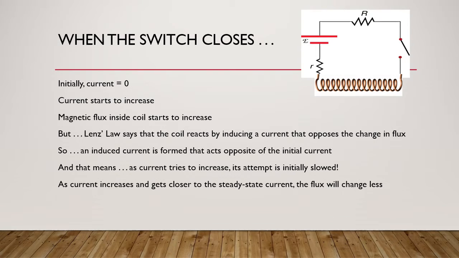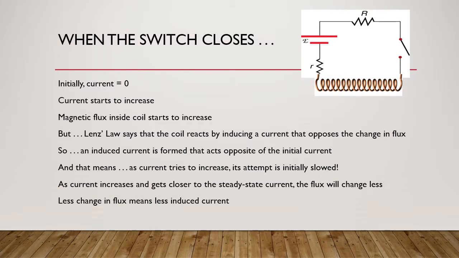Now, as it gets closer to the steady state, that change in flux is going to be smaller. There's not going to be much change in current, so the flux will change less. It's going to resist less as it goes. So there's not going to be very much change in that current and not much change in that flux. So there won't be much resisting current. In other words, the reduction in current will get smaller and smaller.